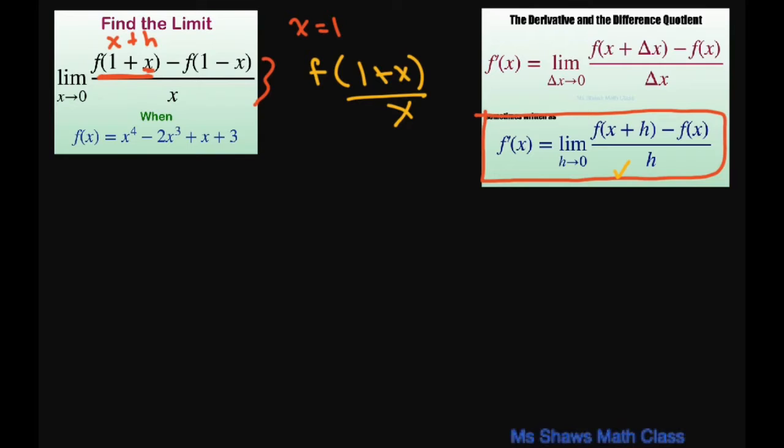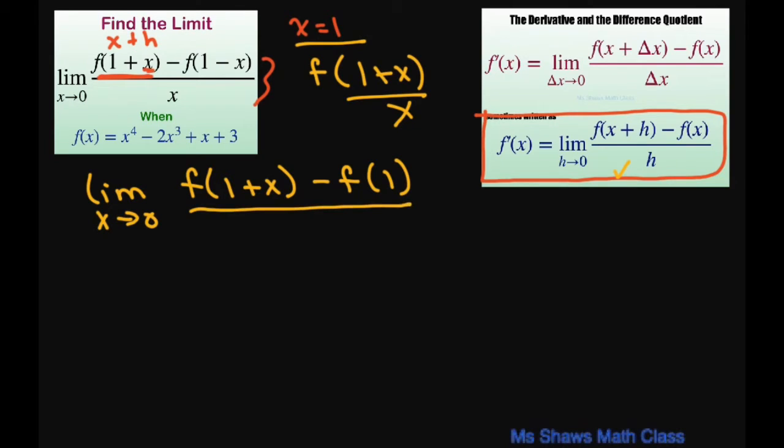So we're going to write this as the limit as x approaches 0 of f of 1 plus x minus f of x. And our x again is 1. And then just divide by x. So that's for this part. Now let's do this part right here. I'm going to just move it down here.